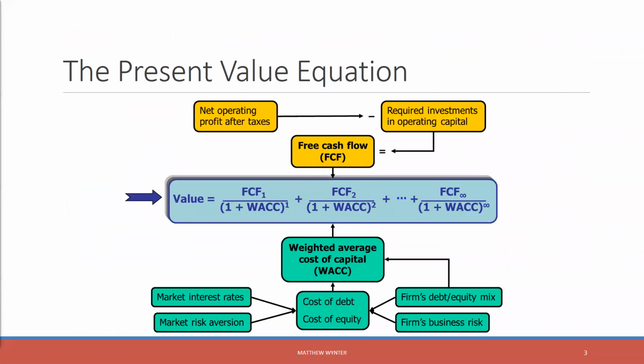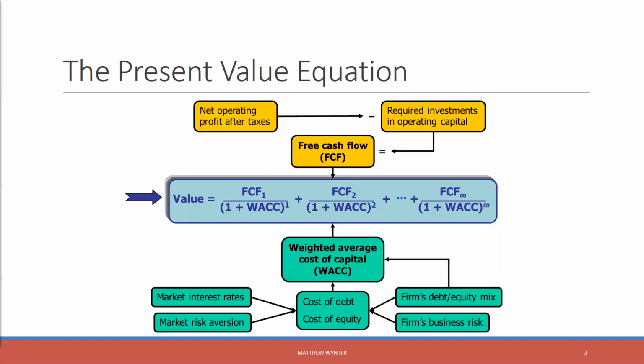So let's start with our present value equation. Here we have the value of the firm, and the way that we estimate these free cash flows, we have our net operating profit after taxes. So that's our sales revenue, less the cost of us actually earning that revenue, less what we have to pay for taxes. We then subtract the required investments in operating capital. So how much do we have to spend in order for the firm to continue to operate and generate these cash flows? Everything else that's left on the table is the free cash flow. That's the cash that's freely available to our investors, our shareholders, and our creditors.